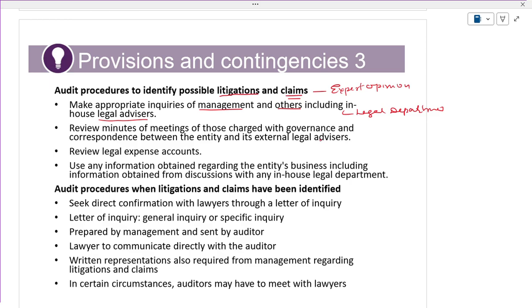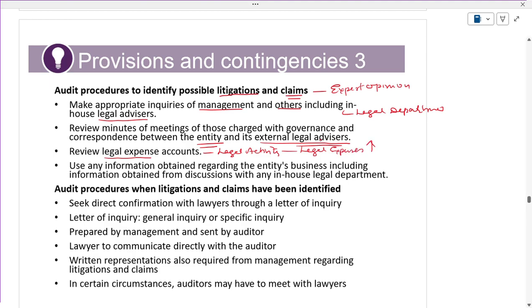Review minutes of those charged with governance, and any correspondence between the entity and external legal advisors. Definitely any correspondence or communication. From the communication we will get some evidence and understanding of what's happening and what's not happening. Review the legal expenses accounts. If there is any legal activity, what will happen? In the administrative expenses, the legal expenses will increase. Automatically you can come to a judgment.